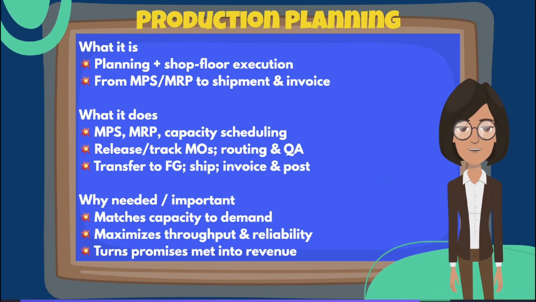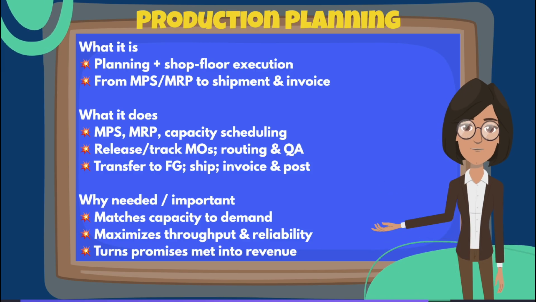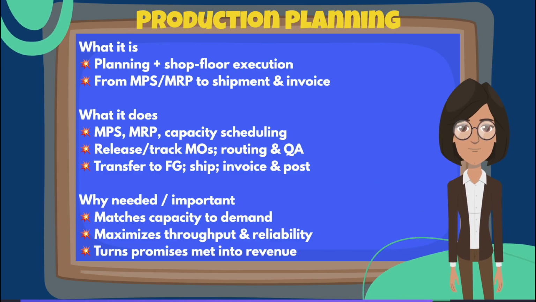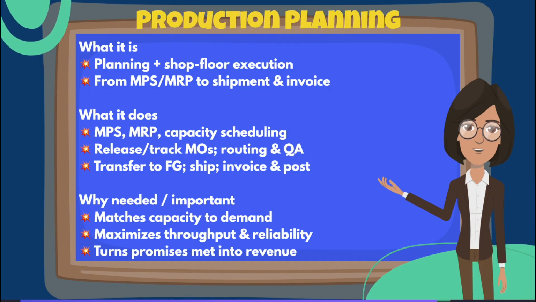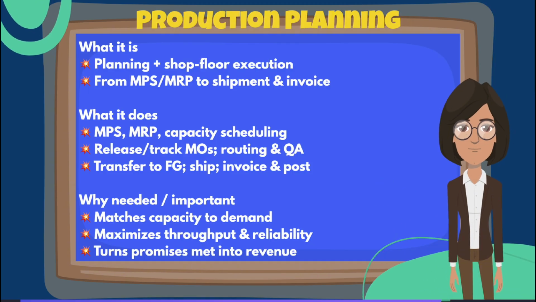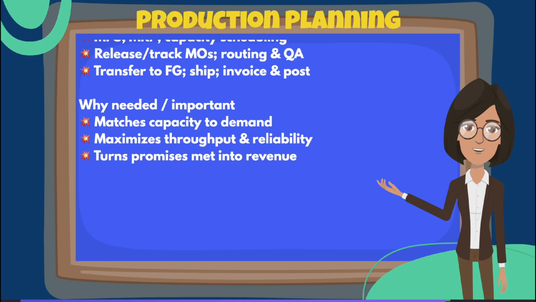It's important as PP/manufacturing aligns people, machines, and materials to meet promised dates, maximizes throughput and reliability, and converts performance into revenue. When planning and execution are in sync, promises kept turn into cash collected.